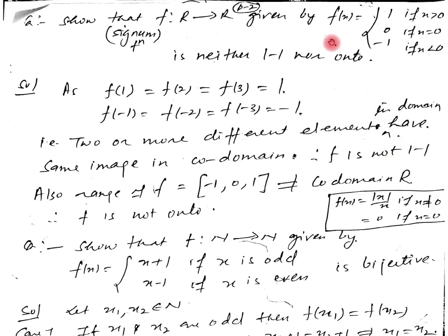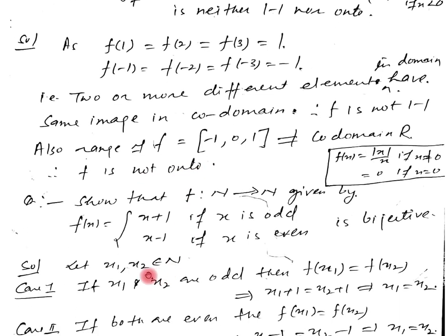Now we have to prove it is not onto. Whatsoever the value of x, the value of f(x) is either 1, 0 or minus 1. It means this is the range of the function. Now here, because the function is defined from R to R, the range of the function is not equal to the codomain of the function. So we can say the function is not an onto function.